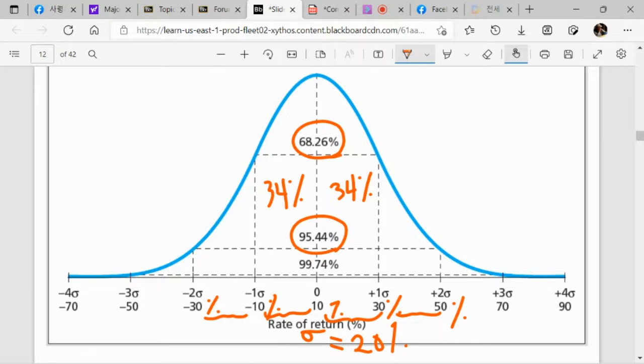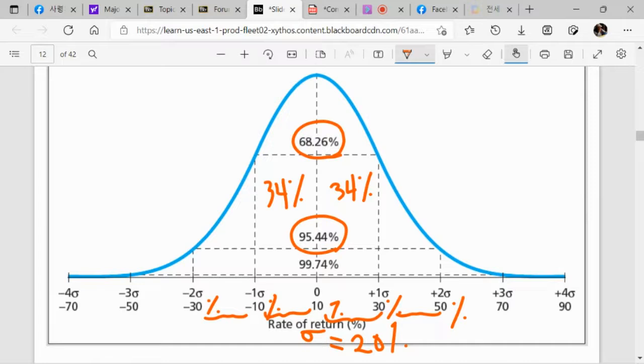Also, that means, think about it, because the probability for returns within two standard deviations is 96%, what's the difference between 96% and 68%? 28%, isn't that right? 28.